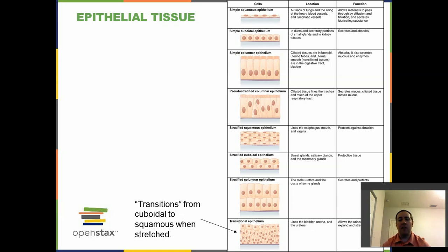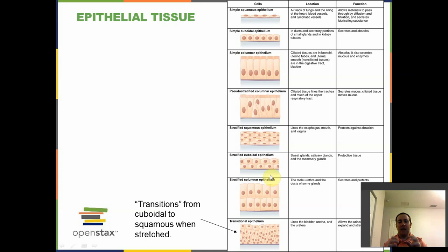And then there is the transitional epithelium. It's called transitional epithelium because the shape of the cells will actually change. They transition from cuboidal to squamous when it stretches. And the best place to remember where this is is in the bladder. The bladder needs to expand as it fills with urine. And so when it is not stretched, the cells are cuboidal, like we see in the picture here.